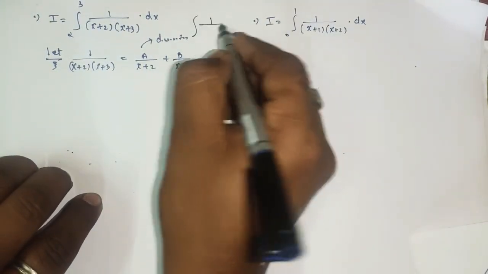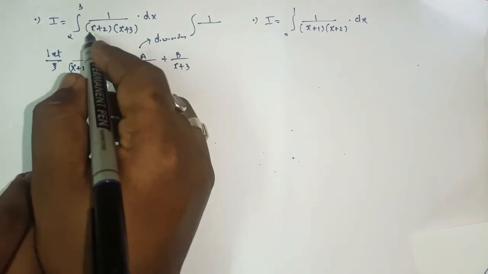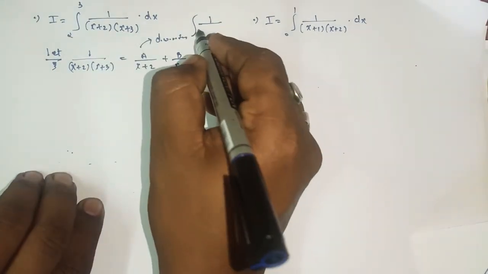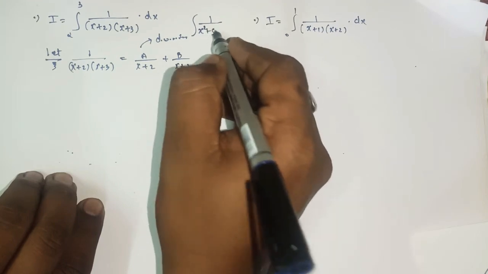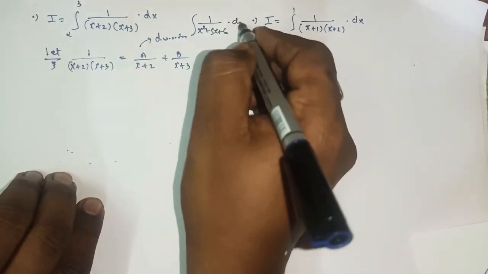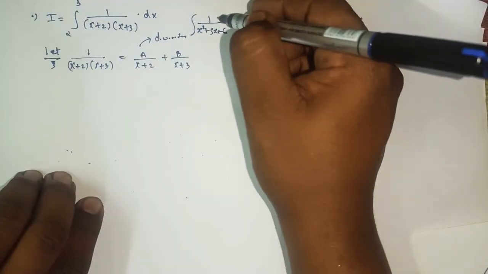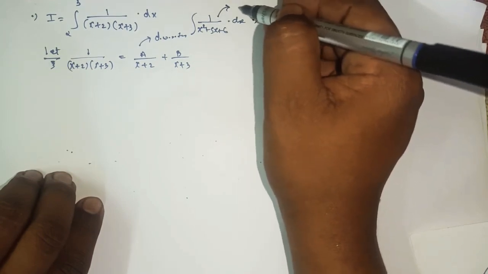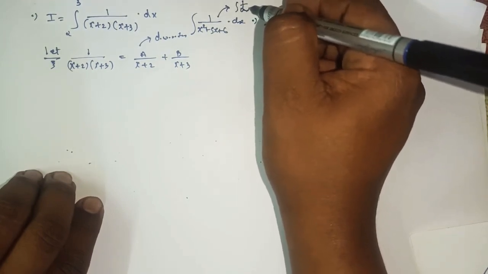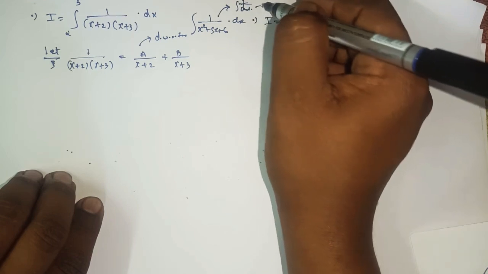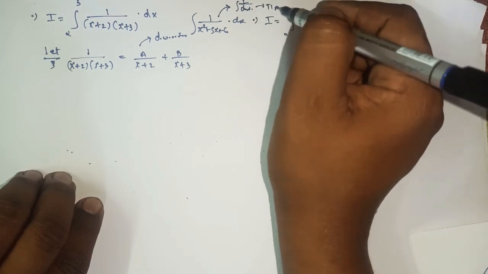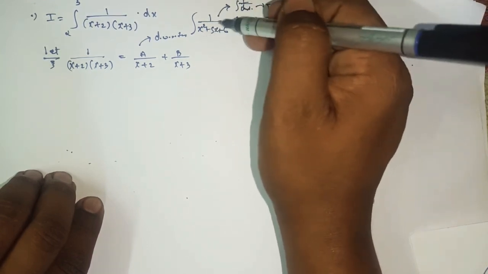Just simply bracket open this section. So when you bracket open this x plus 2 and x plus 3, here you will get x square plus 5x plus 6 into dx. So this actually gets converted into what? 1 upon quadratic form. Yes or no? So 1 upon quadratic means what? Type number 1a. So we know how to solve the type number 1a section.